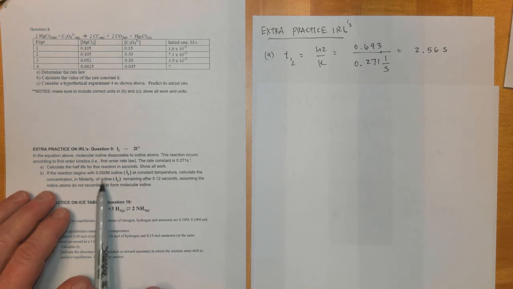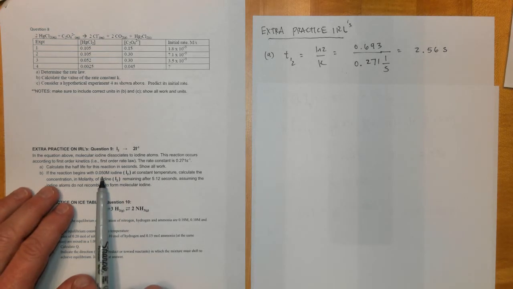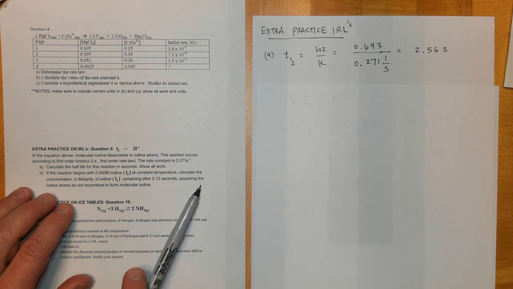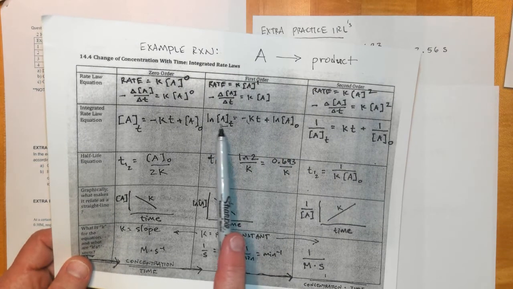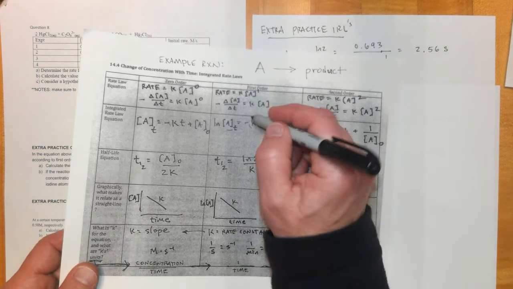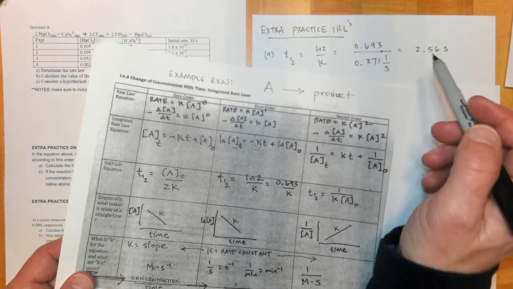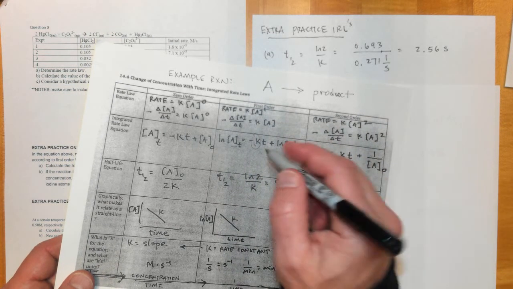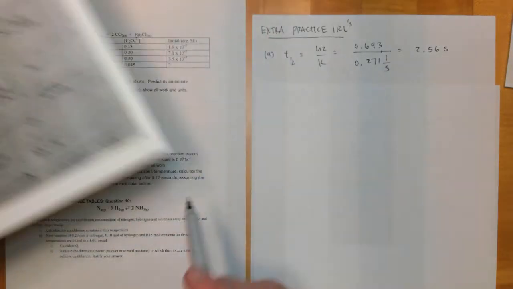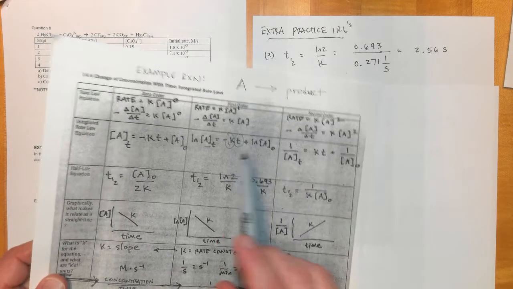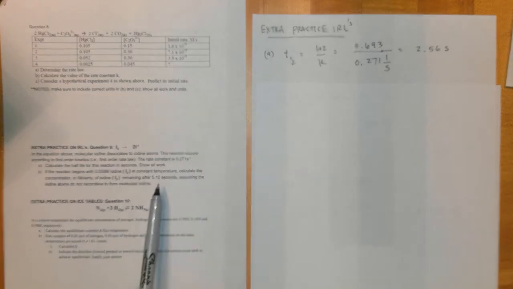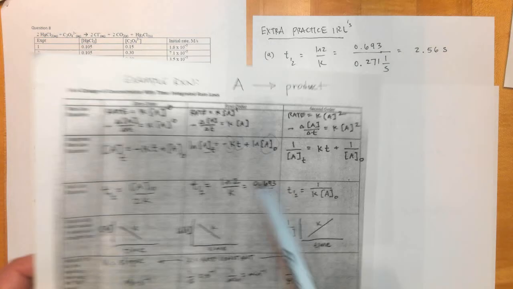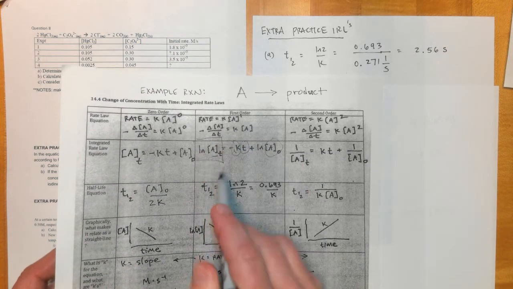Then in part B it says, if the reaction begins with 0.05, calculate the concentration of I2 after 5.12 seconds. So this time I need the rate law, integrated, first order, right here. I know k, I just calculated the half-life from k. I need t, and they just told me that it is 5.12 seconds. And I know the original amount, which they told me right here was 0.05 molar. And I'll be solving for this one right here.